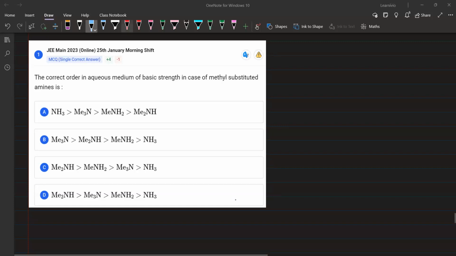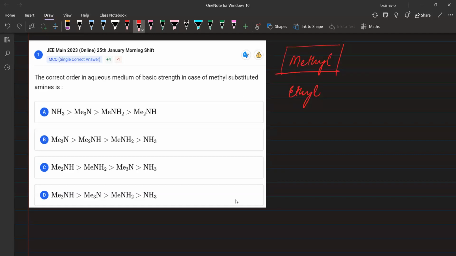Two cases we studied in the boards: one is the order for methyl substituent and for ethyl substituent. Here we are going to look at the methyl case. Time is over. In the methyl case, the 2 degree is the most basic, then you have 1 degree, then the 3 degree, and then you have NH3 obviously. In the ethyl case it was 2 degree first, then 3 degree, then 1 degree, then NH3. So which one is going to be the correct option here? C option: 2 degree amine, 1 degree amine, 3 degree amine, and then NH3.